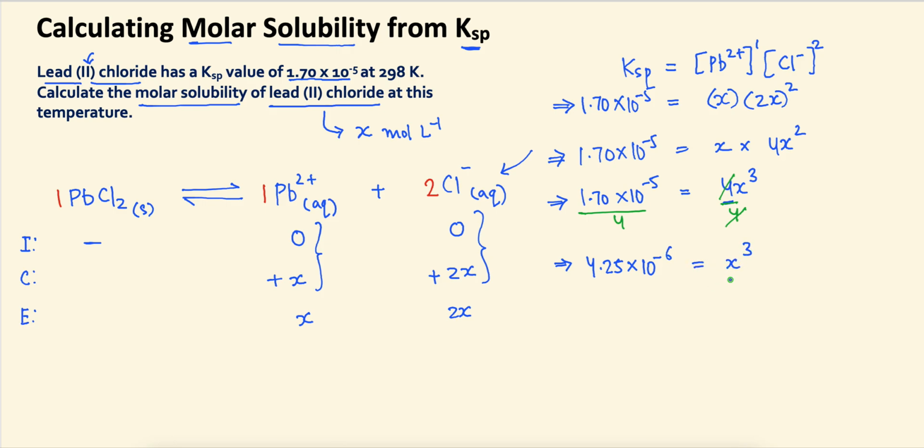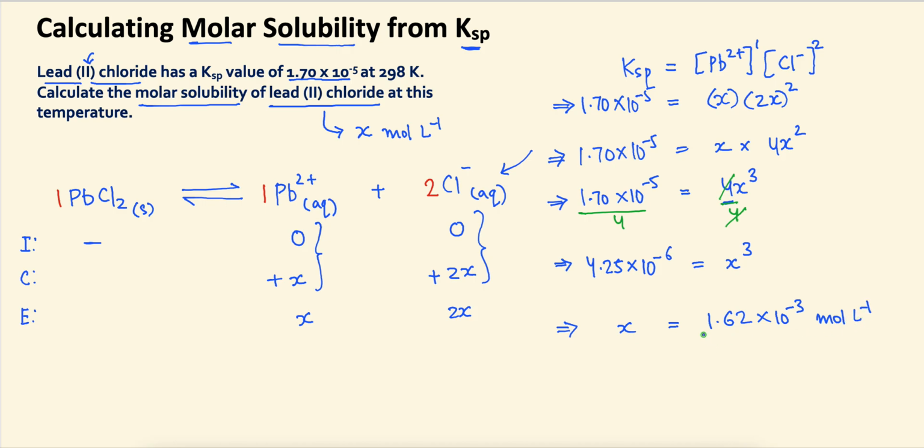Now we want the value of only x, not x cube, right? So in order to get rid of this cube, let us just take the cube root on both sides so that we get the value of x. This gives us x equals 1.62 times 10 to the minus 3 moles per liter.